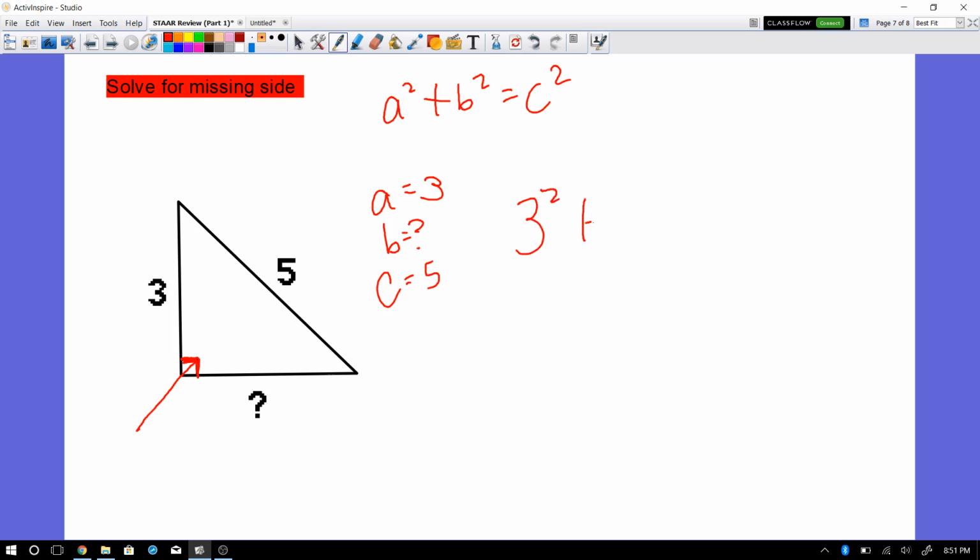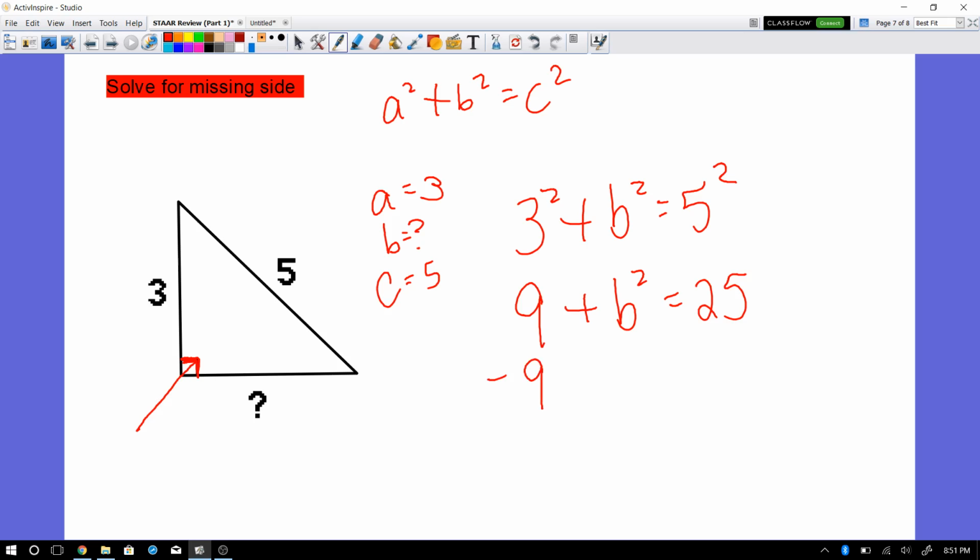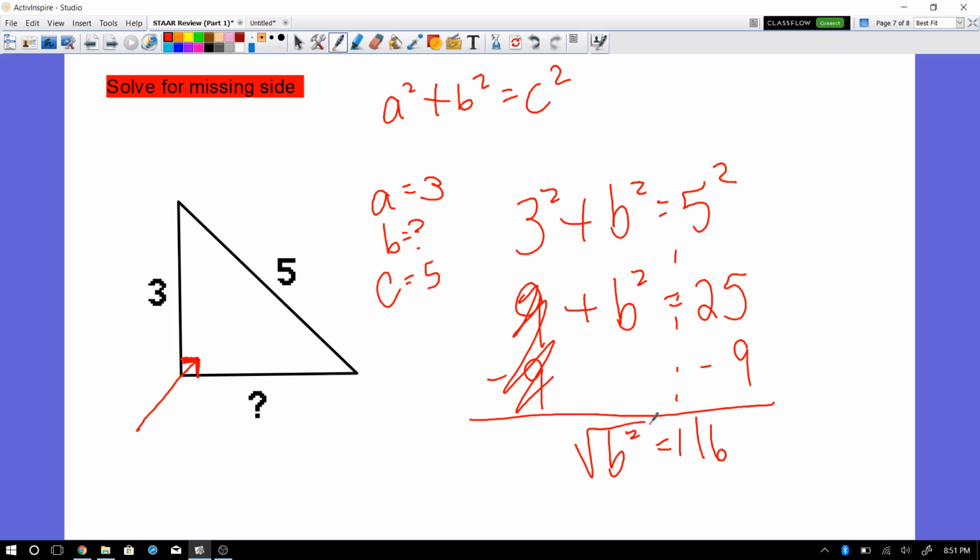3 squared plus b squared equals 5 squared. Simplify one step at a time. You got 3 squared is 9 plus b squared equals 25. So you're sitting there going, okay, I got to get b squared by itself. How do I get rid of 9? You subtract 9. Okay, that goes to nothing. You're left with b squared equals 16. So take the square root.